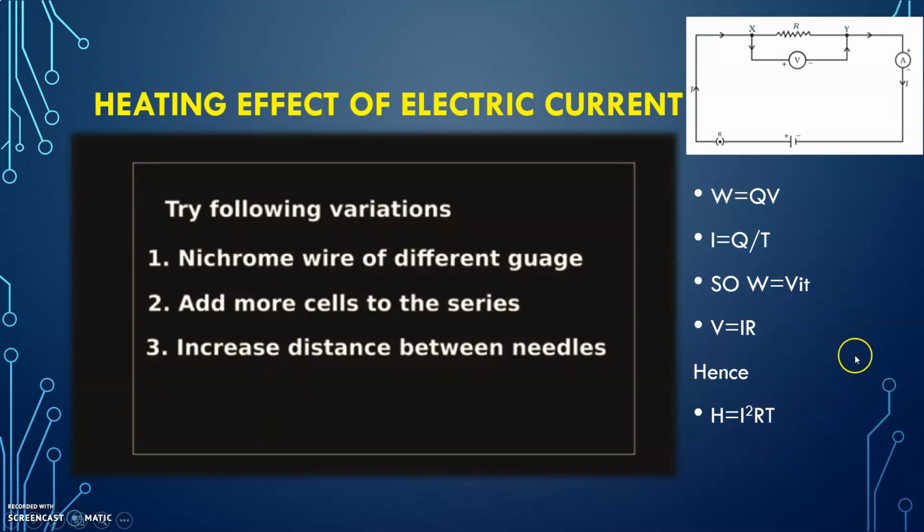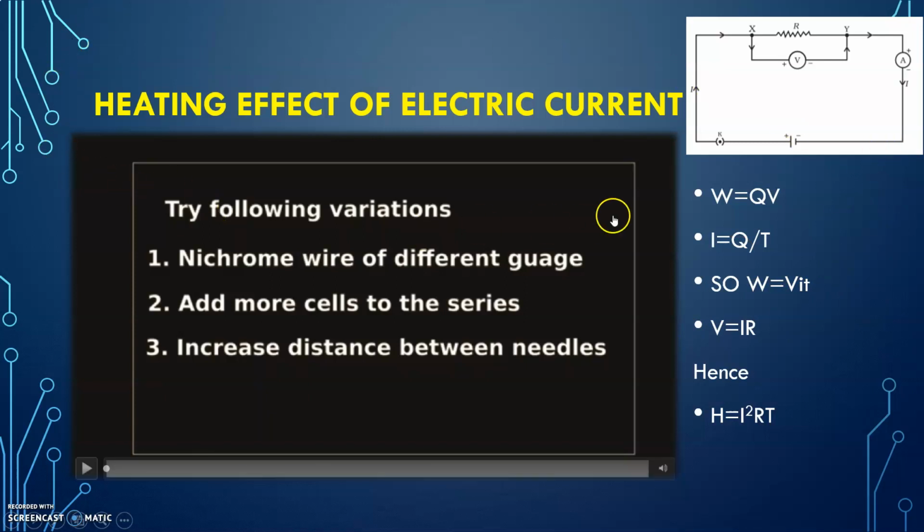In practical situations, when an electric appliance is connected to a known voltage, we use it after calculating the current through it, that is, I is equal to V by R. So this is known as what? The heating effect of electric current.